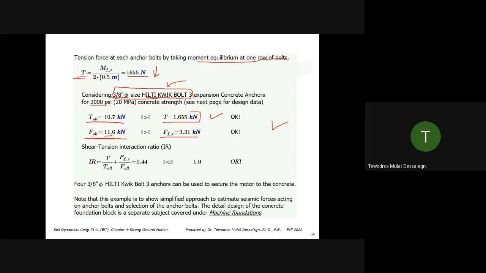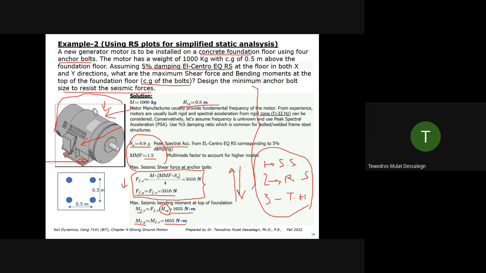And for designing bolts, there is some other parameter you should consider. Interaction, the shear tension interaction. The tension force by the allowable plus the shear force by the shear allowable, it should be less than 1. That's a code requirement. In this case, we get 0.44. We should be less than 1. We're good. So this is just a design example to show you what you can do by hand. This is the most simplified seismic analysis you can do.